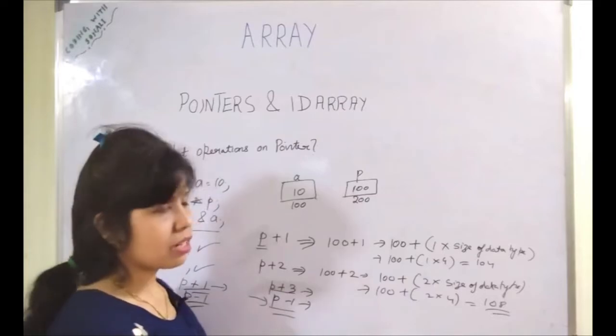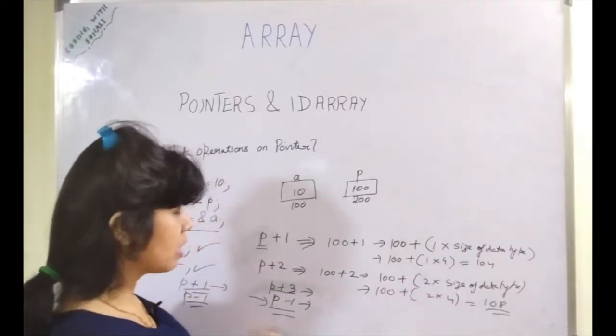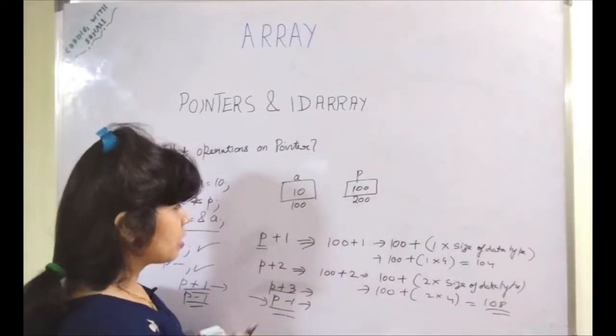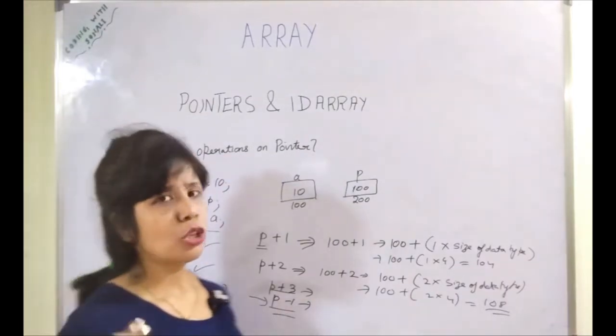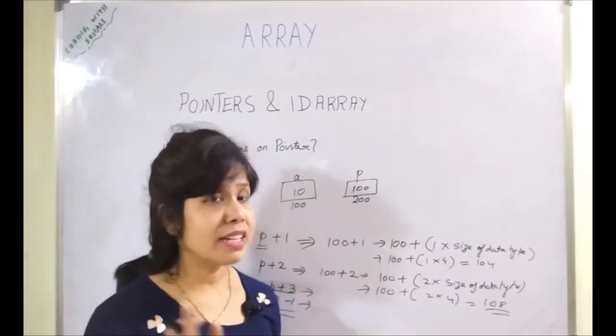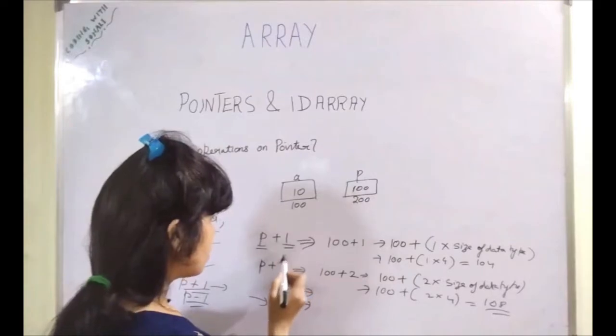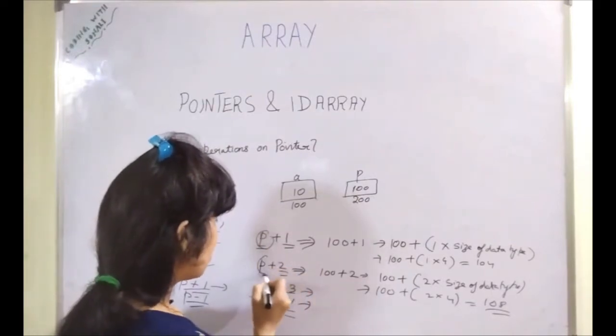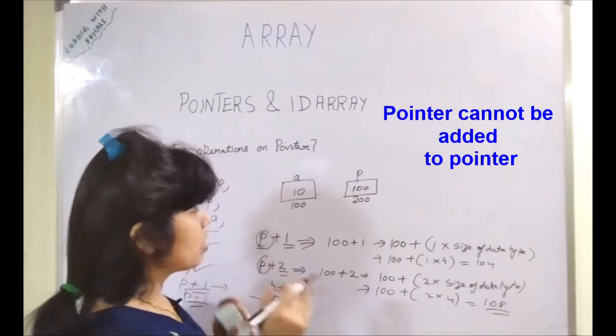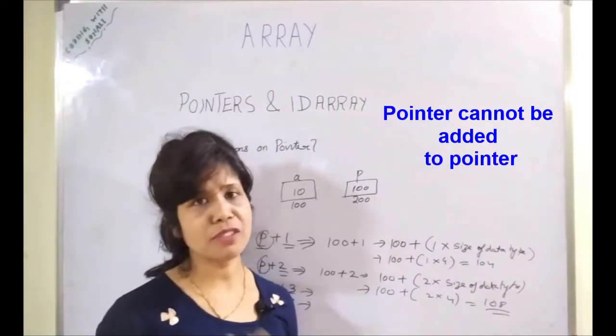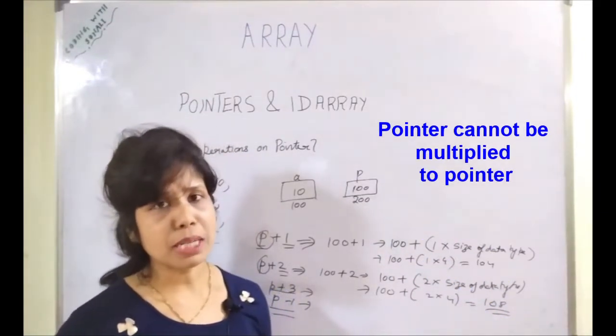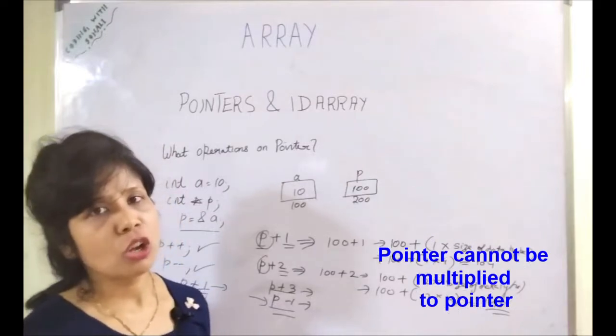So these operations are possible with pointers. Now in case of pointers, you cannot add one pointer to another pointer. You can add an integer to the pointer. Here we added an integer to the pointer p, but if there are 2 pointers, you cannot add the 2 pointers. You cannot multiply the 2 pointers. That is not at all possible.